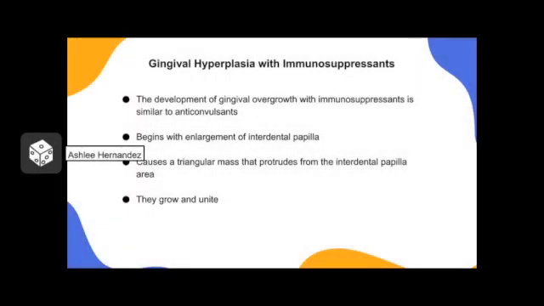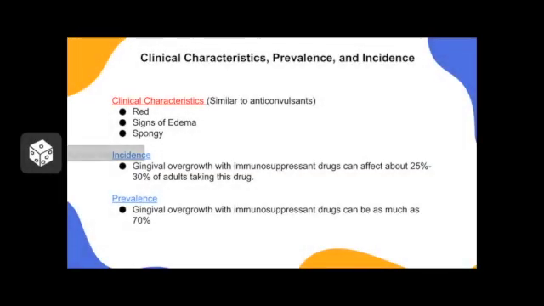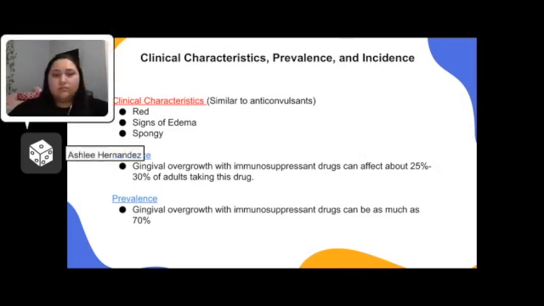Gingival hyperplasia caused by immunosuppressant drugs develops the same way as with anticonvulsant drugs. It begins with the enlargement of the interdental papilla, which then forms triangular masses that protrude, and as they grow, they unite. The clinical characteristics are that it can appear red, there are signs of edema, and it's spongy. Overall, it's very similar to anticonvulsant drugs.